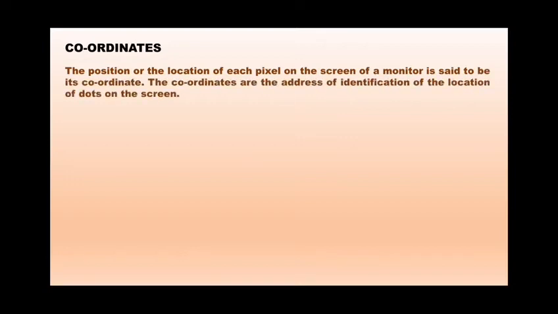Coordinates. The position or the location of each pixel on the screen of a monitor is said to be its coordinates. The coordinates are the address of identification of the location of dots on the screen.